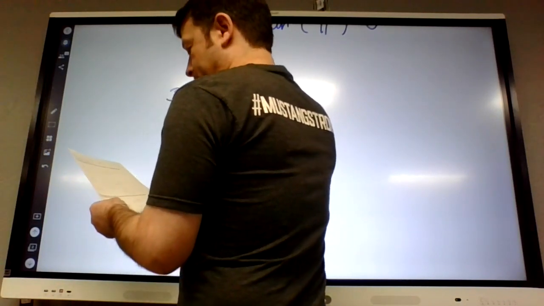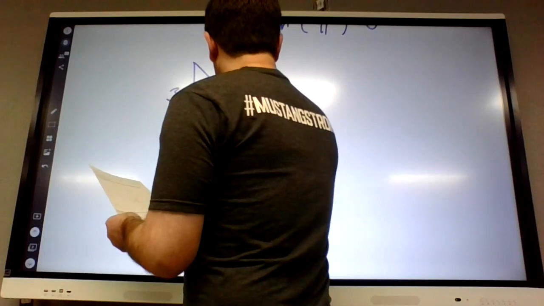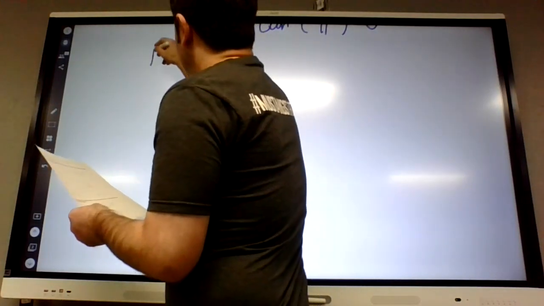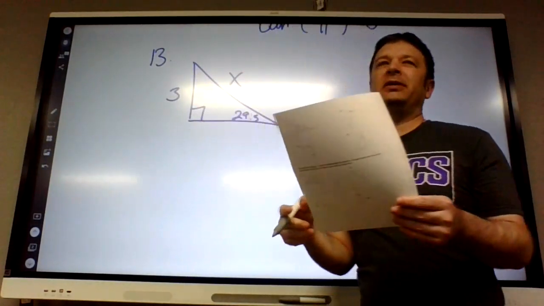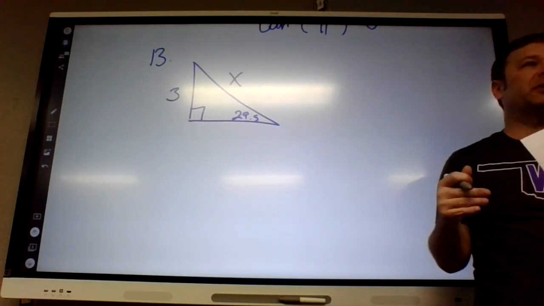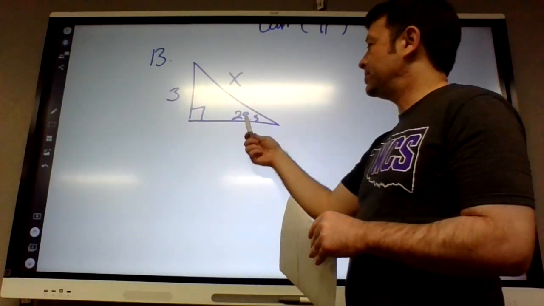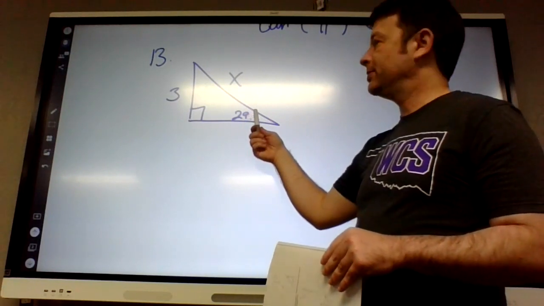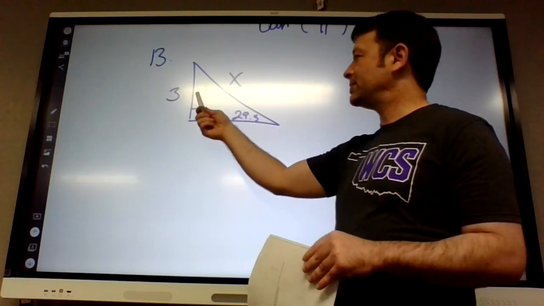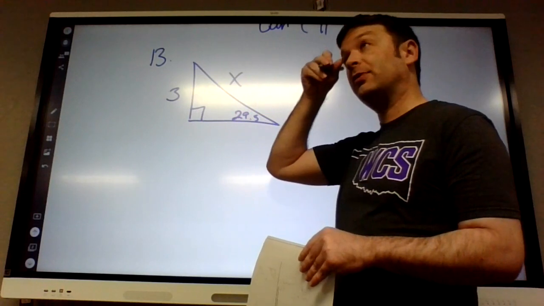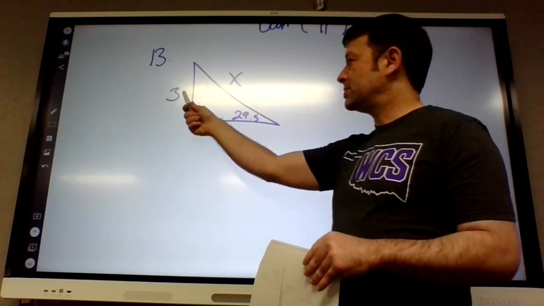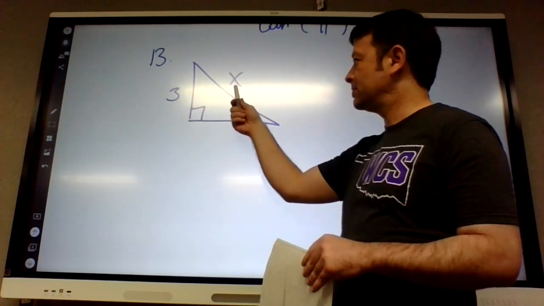Okay, what's different on number 13? It's harder. No, incorrect. Well, it might be a little bit harder. We're looking for a side, not an angle. So you still start with the angle though. Relative to this angle, what side do we have? What side are we looking for? This is the opposite.